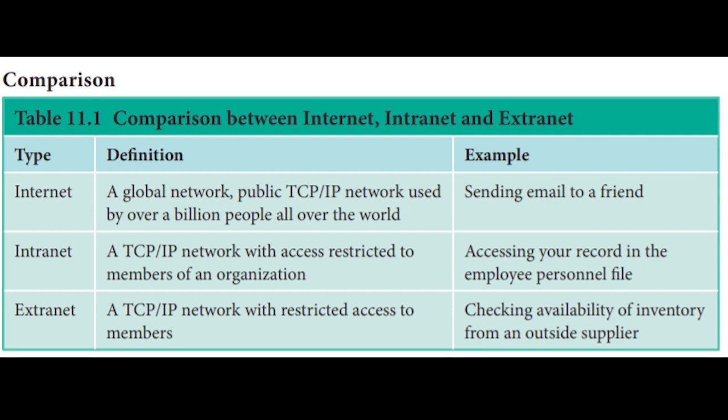Extranet means a TCP/IP network with restricted access to members. An example is checking the availability of inventory from an outside supplier, right? That means when you are going to buy something, the shopkeeper or the person who is selling it will give you the information, or the ID or the login details, to see what products they have, right? That means when you are a buyer, you can access the details of the things in that shop, right? So this one is extranet.